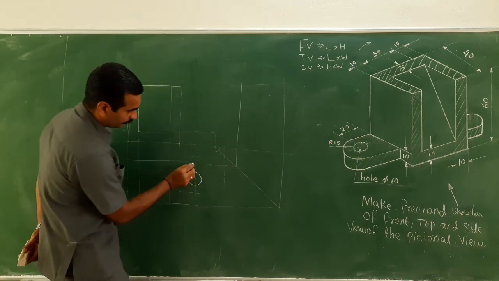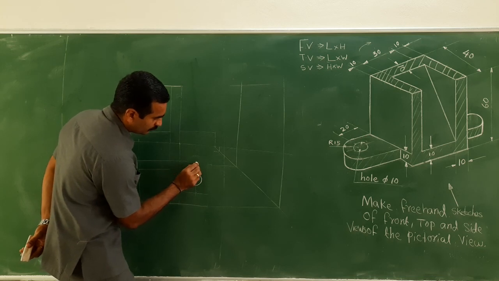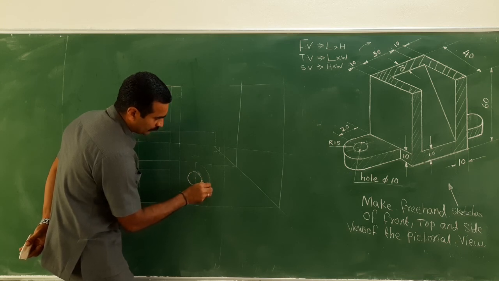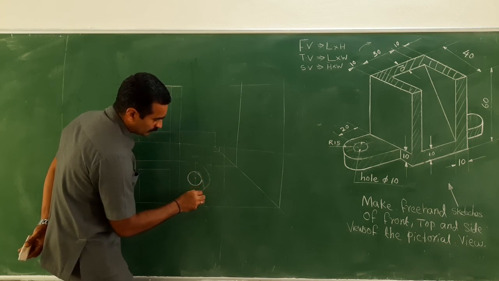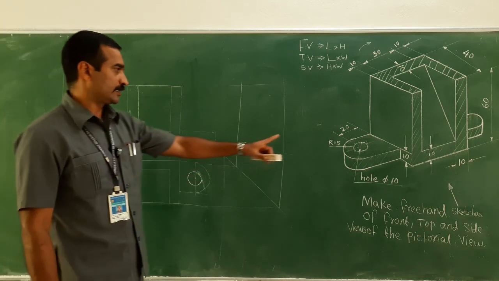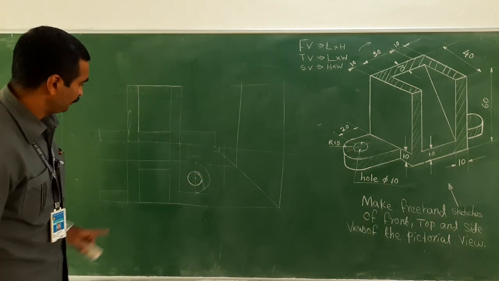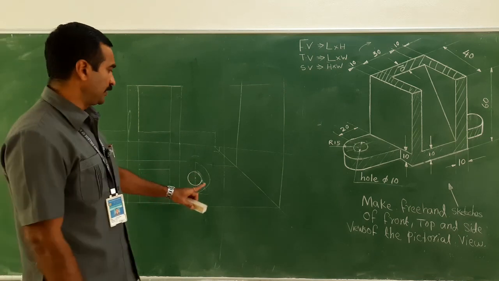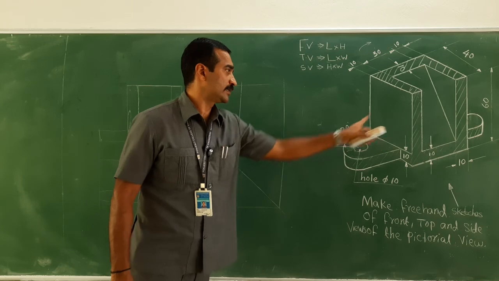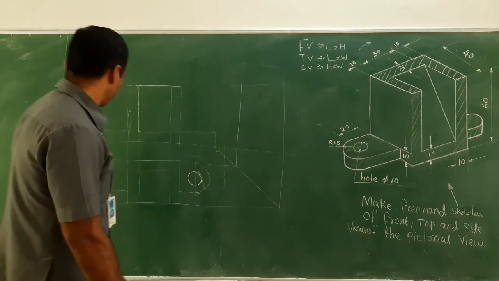Use a 2H pencil to draw with free hand. So, now an arc, that is a semicircle, has been drawn here. Similarly, the same thing has to be repeated on the left hand side too, because both sides are similar, right.